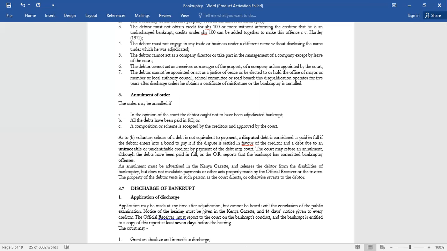The annulment releases the debtor from the disabilities of the bankruptcy, but does not invalidate payments or other acts properly made by the official receiver or the trustee. In other words, the property of the debtor vests in such person as the court directs until it reverts to the debtor. That is when it will be confirmed that you are not bankrupt, or the bankruptcy will be annulled.